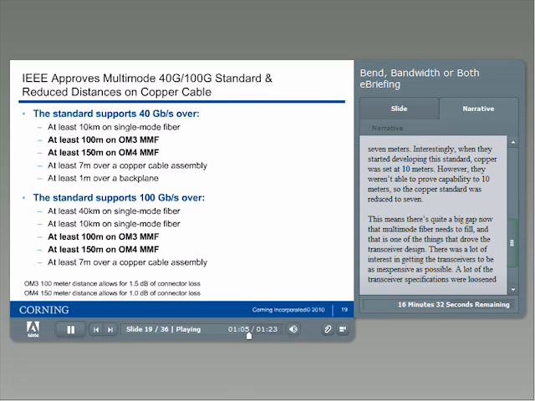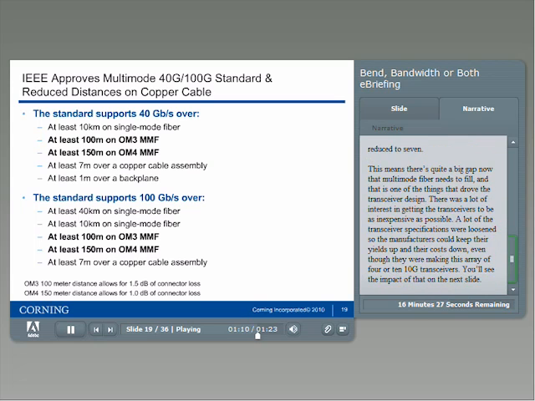There was a lot of interest in getting the transceivers to be as inexpensive as possible. A lot of the transceiver specifications were loosened so the manufacturers can keep their yields up and their costs down, even though they were making this array of 4 or 10 10-gig transceivers. You'll see the impact of that on the next slide.